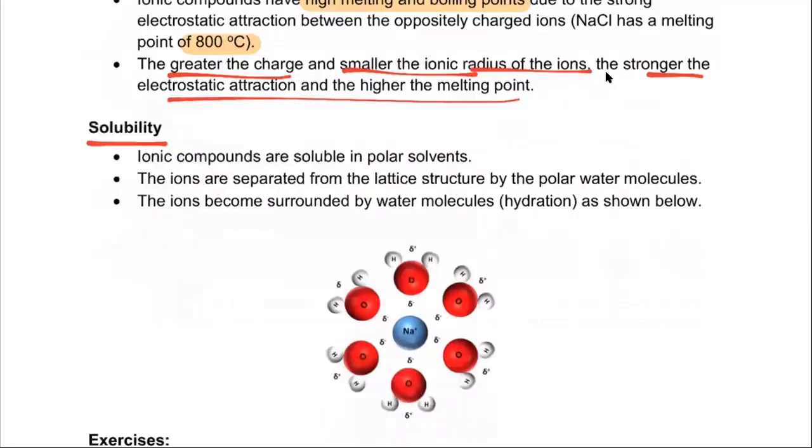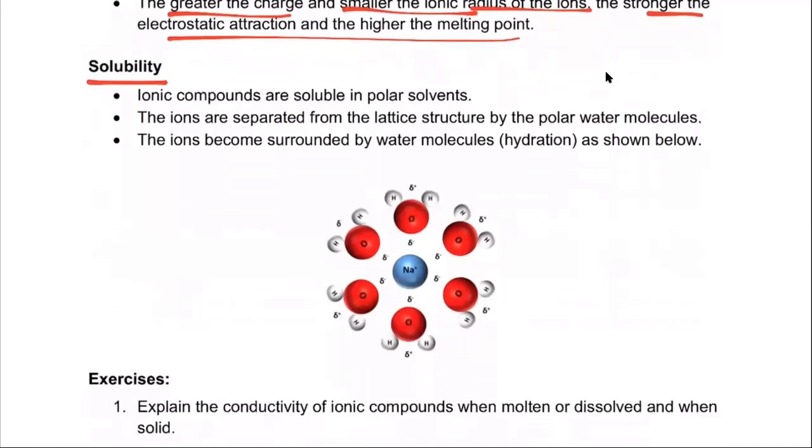All right, so the last part today is solubility. Solubility is just the ability for something to dissolve, typically in water, because we know most of our solutions are aqueous. All ionic compounds are soluble in polar solvents, okay? So polar solvents will dissolve ionic compounds because polar solvents have a slight positive and negative charge.